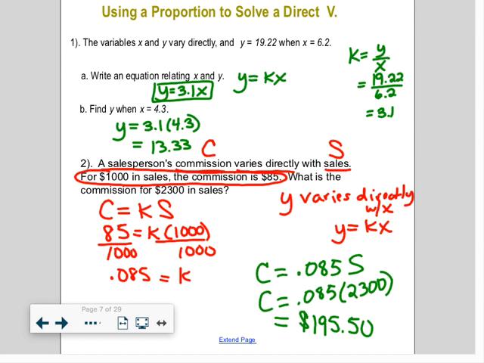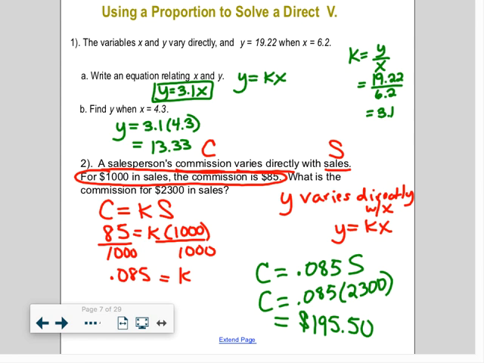All right, so when your variables vary directly, y equals kx, or in this case commission varies directly with sales, you find k using your pair of numbers, and then you can answer for the letter they're looking for. All right, last one.